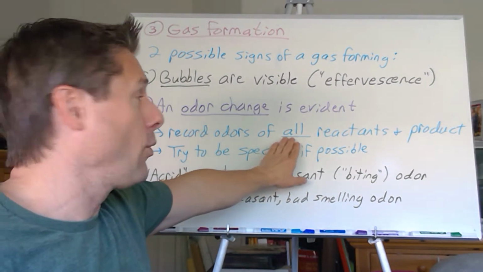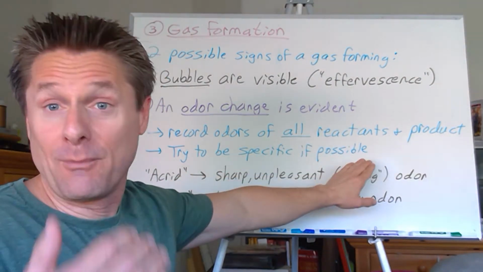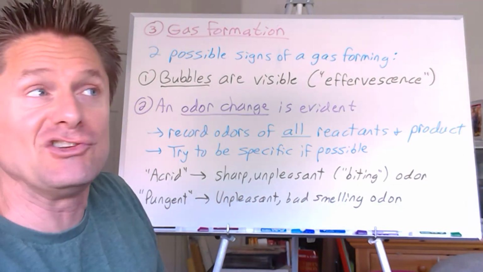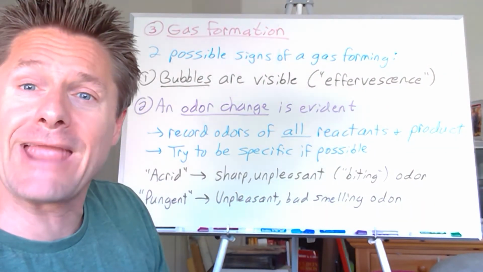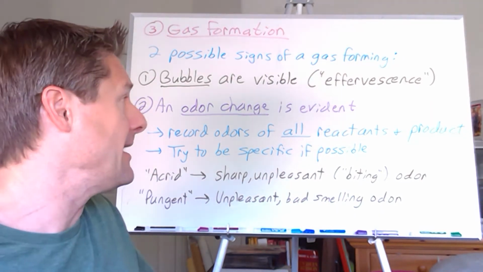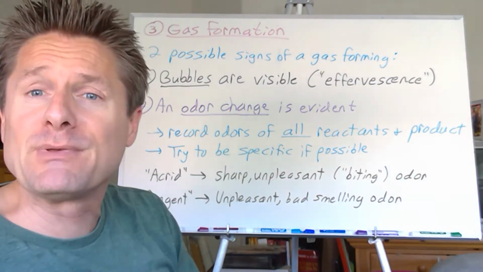So we need to record the odor of all reactants and the product. You're looking for odor changes. You just can't say it smells like lemons. Well, what did it smell like to start with? What were the original reactants? You've got to be complete in your data. Also, be as specific as possible.